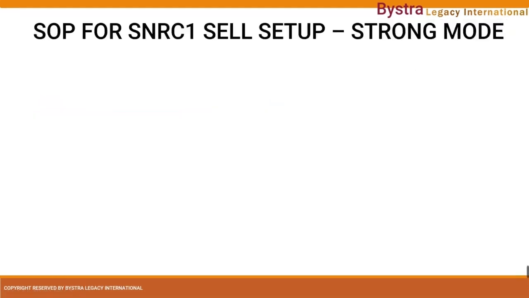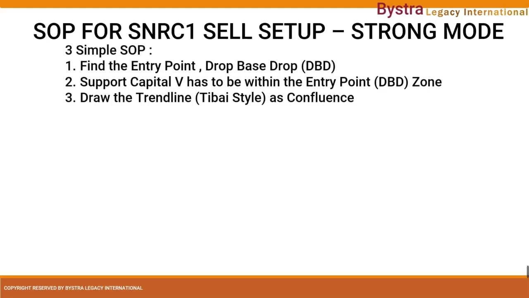Now let's look for the sell setup for the strong mode. Same as the buy setup for the strong mode, we have the 3 SOP. This time, our entry point would be the drop base drop, and we will add the trend line. So we use the T-bar style.